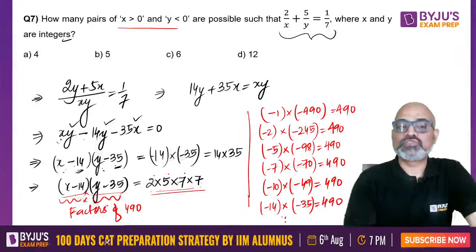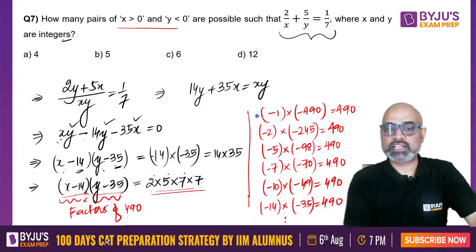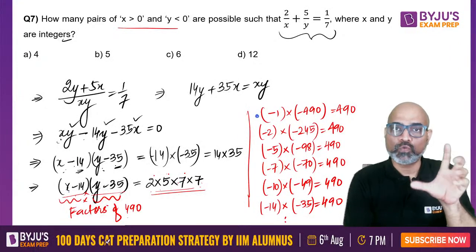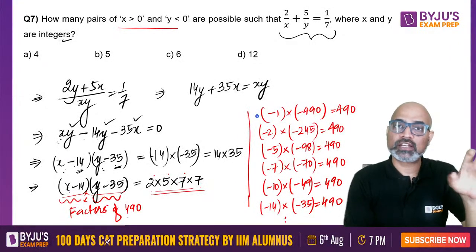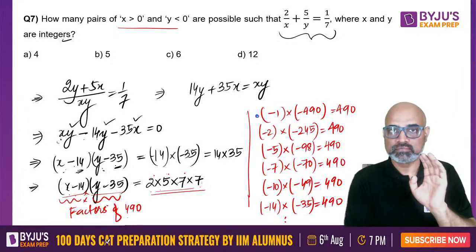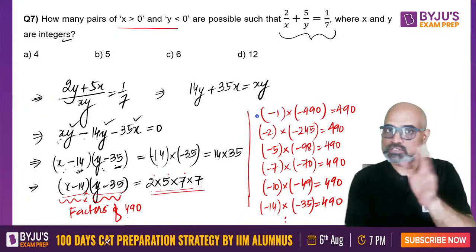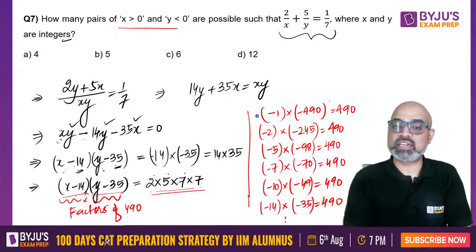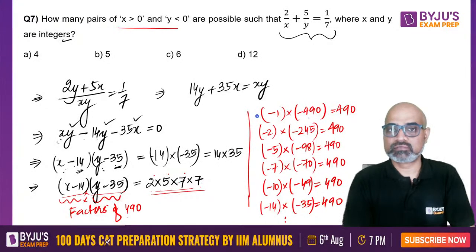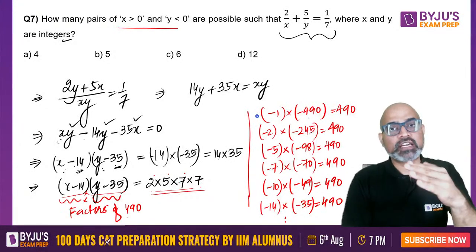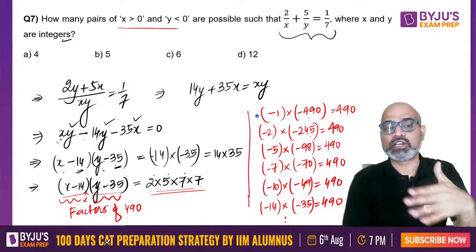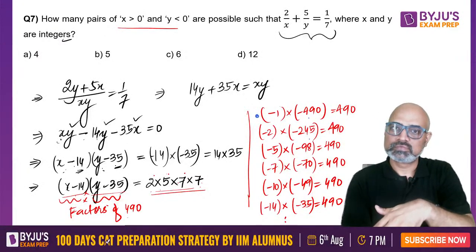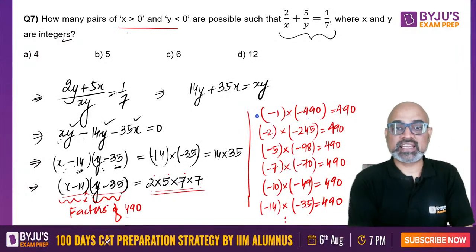Now out of all of these, suppose if I look at the first one, -1 के लिए what should be x? What should I put for x so that you get -1 from that entire bracket? 13. 13 minus 14 is -1. And what shall I put instead of y so that y minus 35 is -490? Y minus 35 is -490, so y should be equal to -455. So x is positive, y is negative.